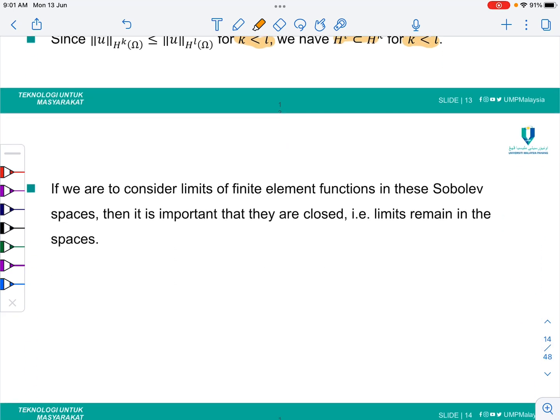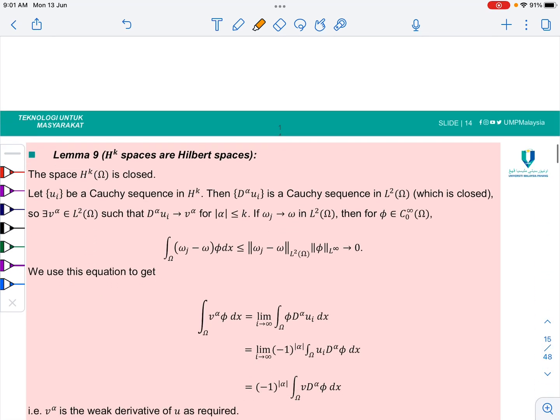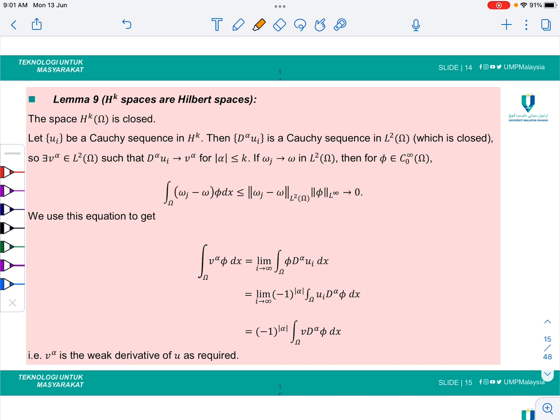If we are to consider limits of finite element functions in these Sobolev spaces, then it is important that they are closed, which means limits remain in the space. The whole point is that we're going to consider the limit of a finite element function as the triangular mesh gets smaller and smaller. We want to note that if we do that, then we'll get something still in the Sobolev space. The space Hk is closed and the proof is given here.